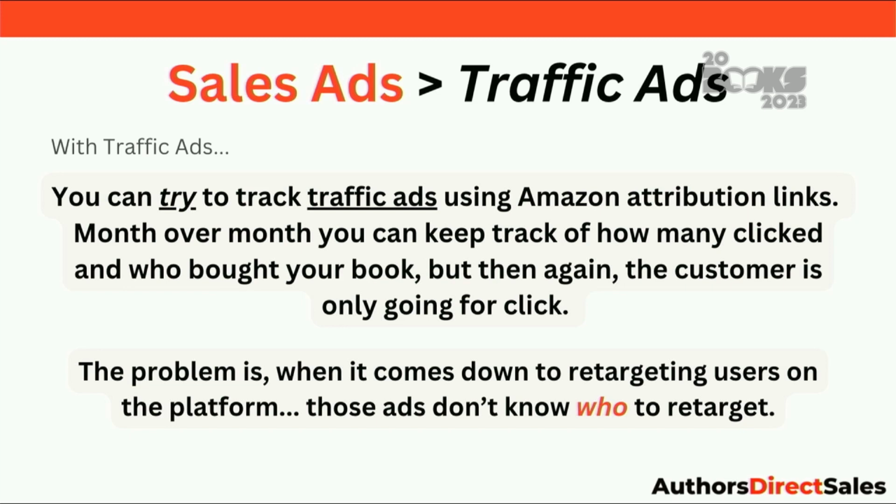Now, with sales ads against traffic ads, with traffic ads, you can try to track with Amazon attribution links. You can look at it month over month. That's probably the best way to look at it. But you're sending the data to Amazon, and you're not getting that data. In the long run, if you ran these for a year, you would be getting this data if you're sending it to your store. Obviously, if things are working on KU, just continue to. I'm not telling you to pull your books off right now and just start running sales ads, but you are going to build a lot more data this way.